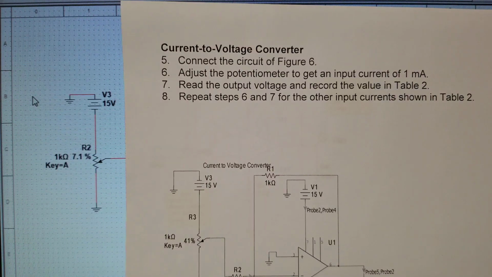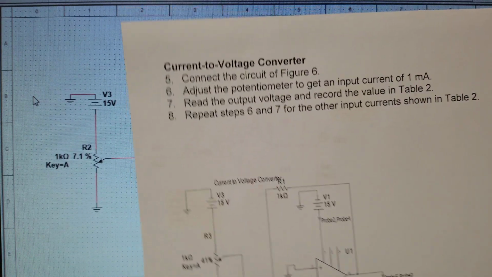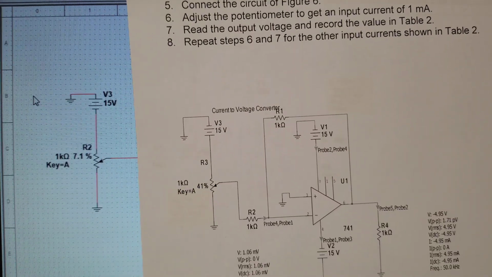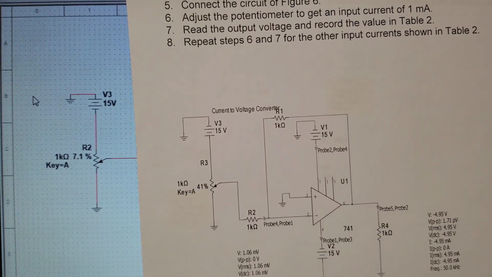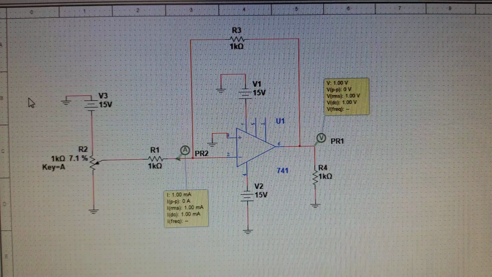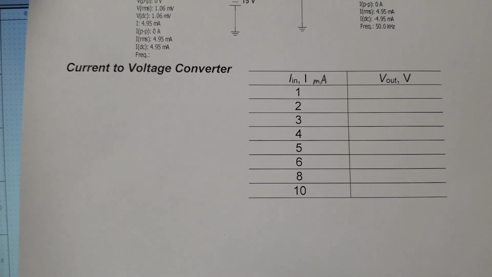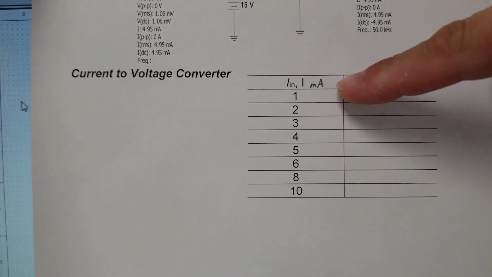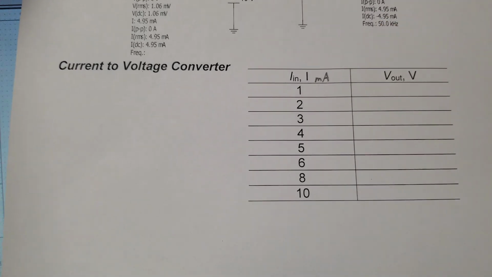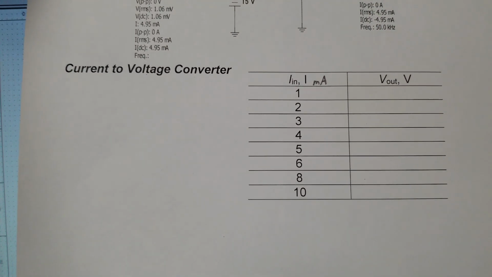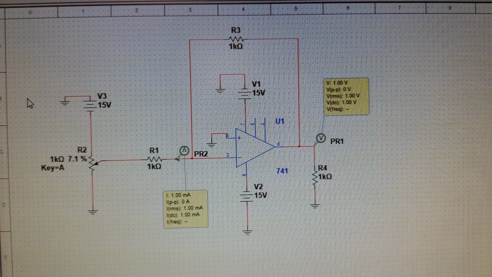Next, we're going to look at the current to voltage converter. We're going to build this circuit. As you can see, I already have the circuit built. We will be filling in the current to voltage converter table. As you can see, we're going to do our current measurements in milliamps. So make sure you mark that on your own lab.